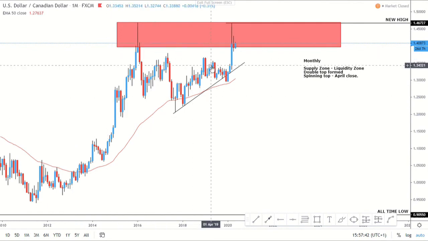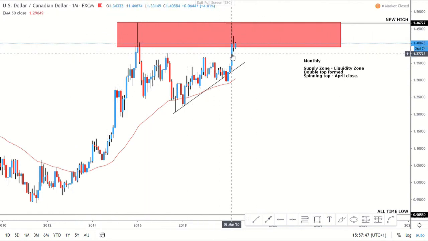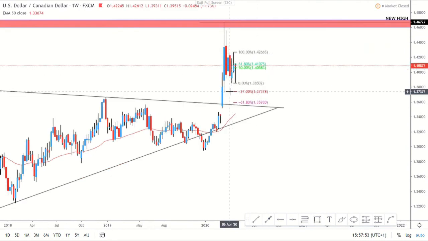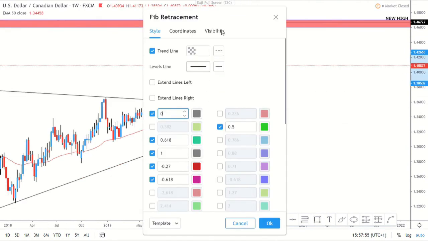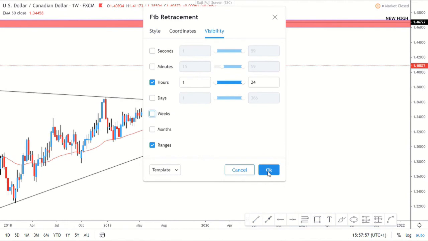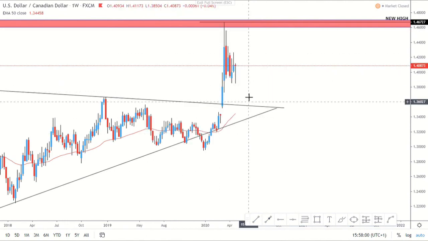So here we can just see obviously the double top, the supply zone, and the spinning top forms, which would be bearish, right? However, because of oil, it kind of carries forward, and that's why sometimes fundamentals do take ultimate control. So on the weekly, if I remove this, we can just see that we have broken that wedge, and we're just consolidating at the moment.